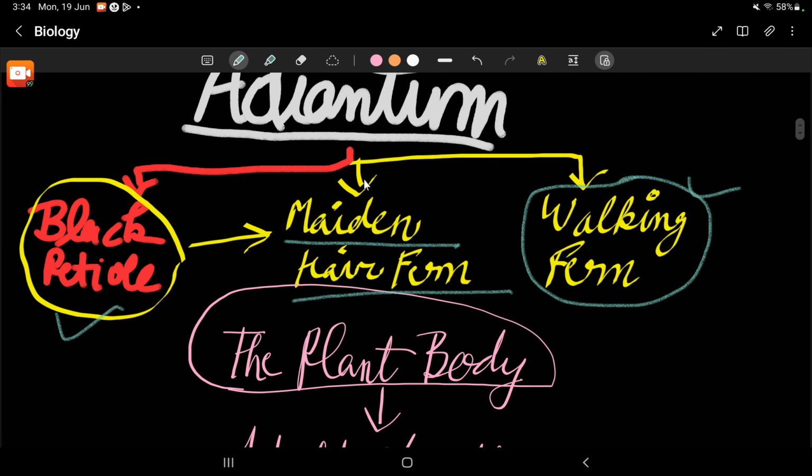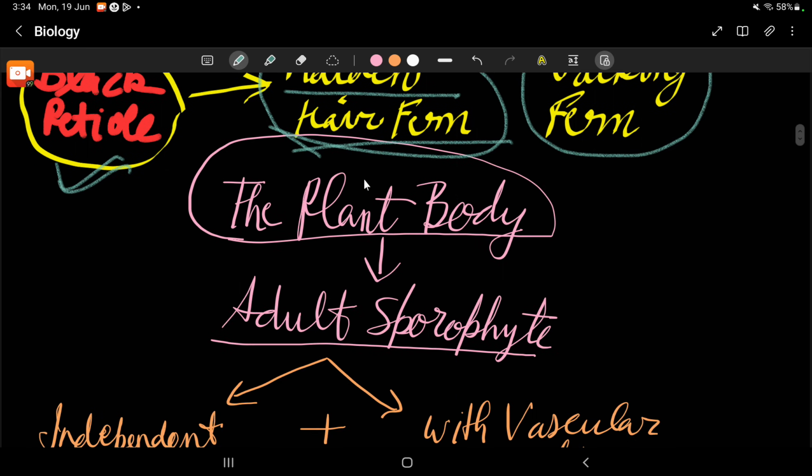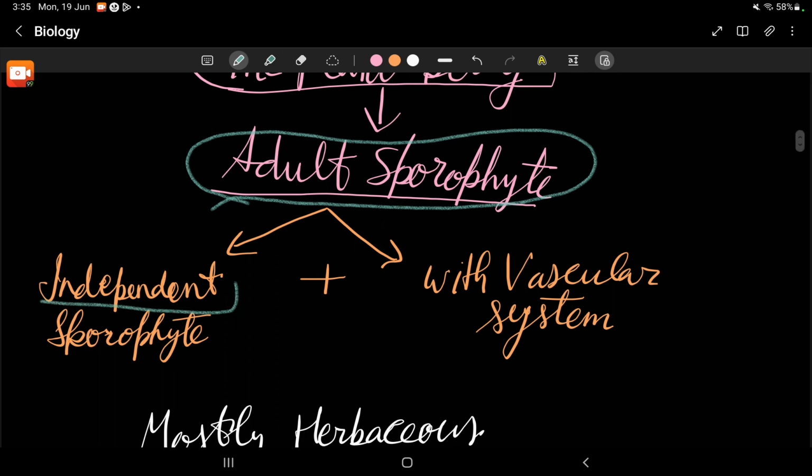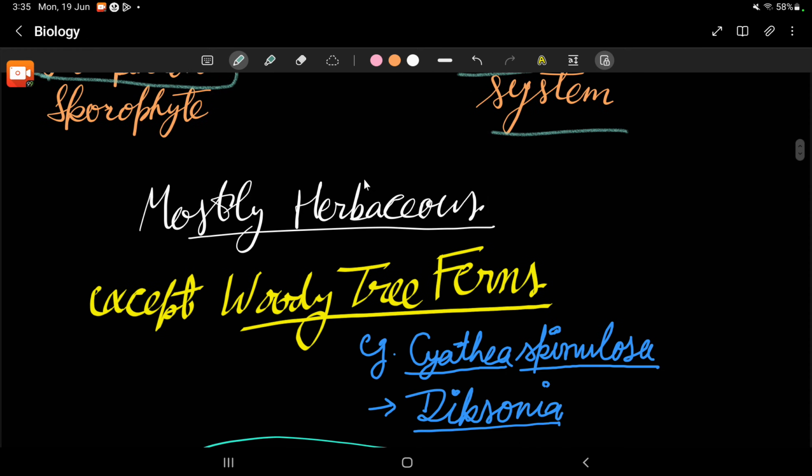Plant body. It is a very famous question: which one is known as maidenhair fern due to black petiole? That is Adiantum. Plant body is adult sporophyte, which is independent in nature and has a vascular system. They are mostly herbaceous.